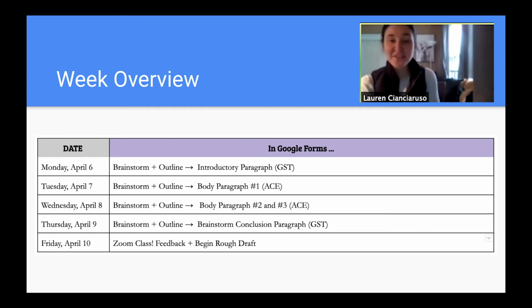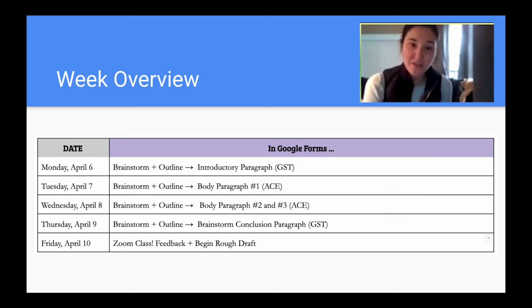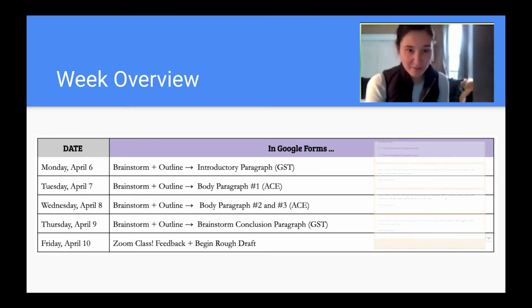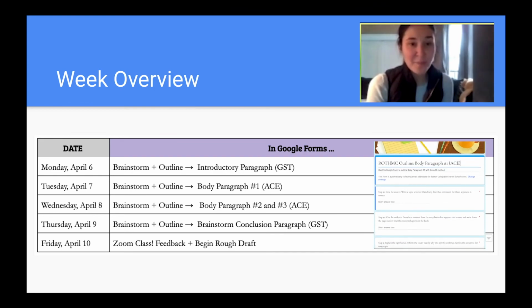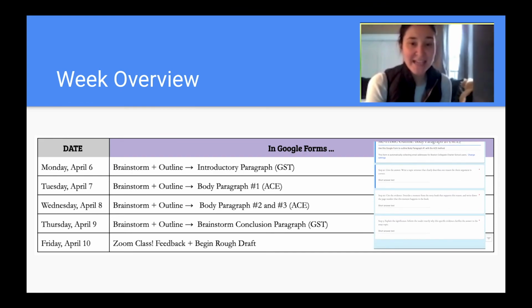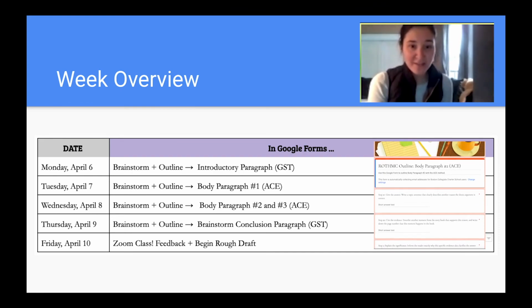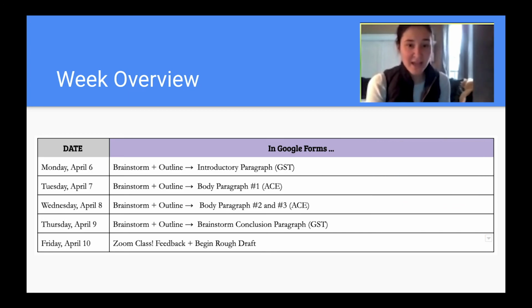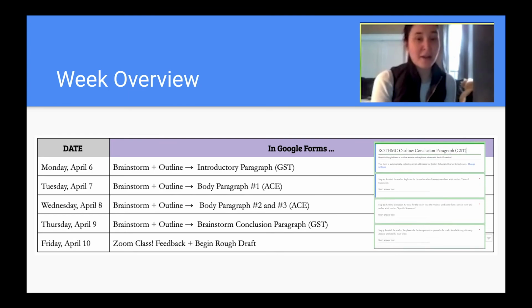Okay, so you're going to check Google Classroom every day this week, where we're going to post a Google form. You're going to use the Google form each day to plan out different parts of your essay. So on Monday, you're going to focus on the introductory paragraph using the GST method. On Tuesday, you're going to do body paragraph number 1 with the ACE method. On Wednesday will be body paragraphs 2 and 3. And then on Thursday, you're going to finish with your conclusion paragraph form.